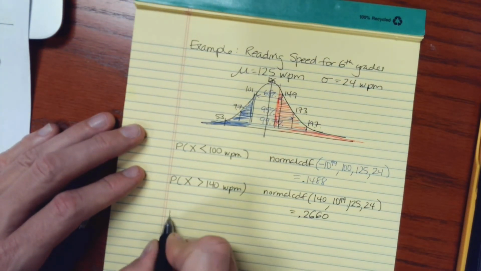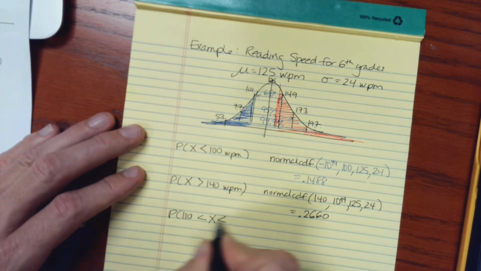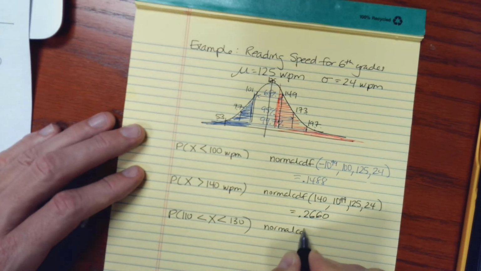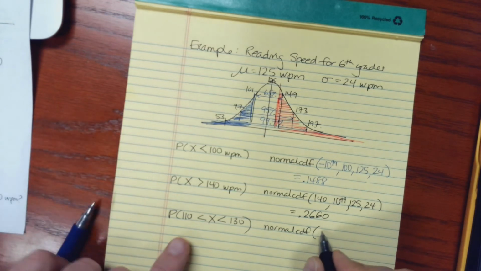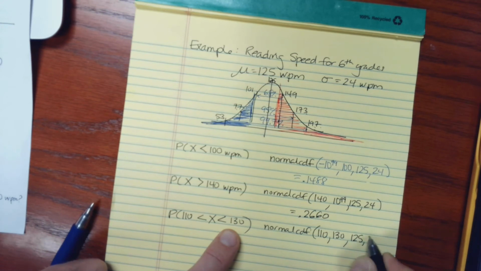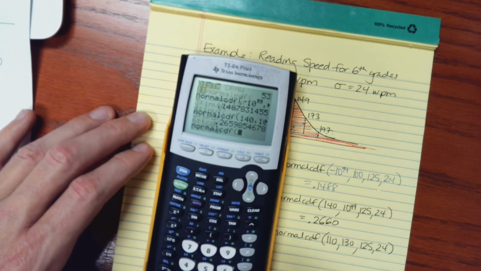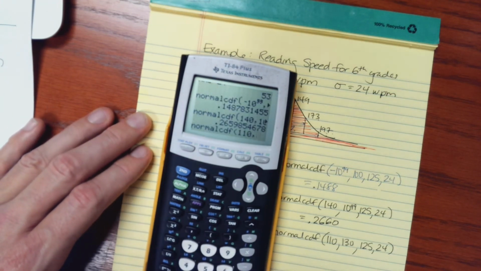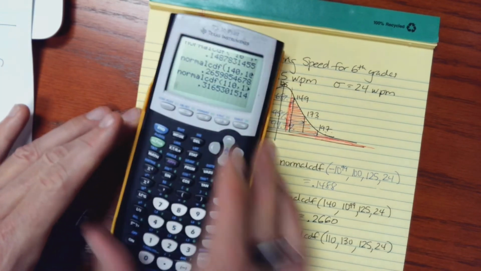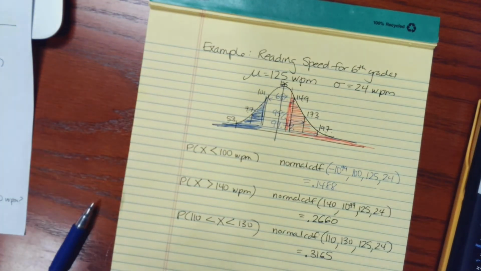Let's see, what about the probability that a randomly selected sixth grader will read between 110 and 130 words per minute? So once again, this is a normal CDF problem where the lower bound is 110, the upper bound is 130, the mean is 125, and the standard deviation is 24. So distribution menu 2, 110, 130, 125, and 24. That is 0.3165.